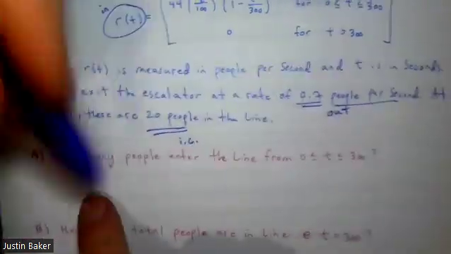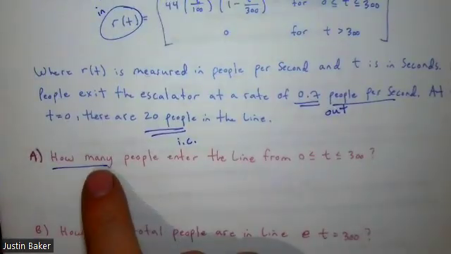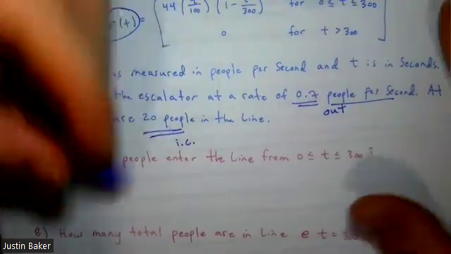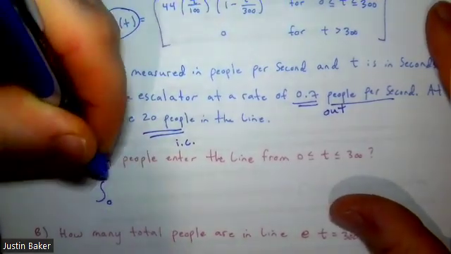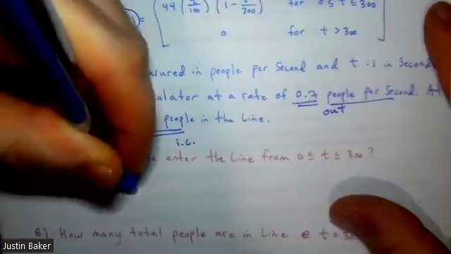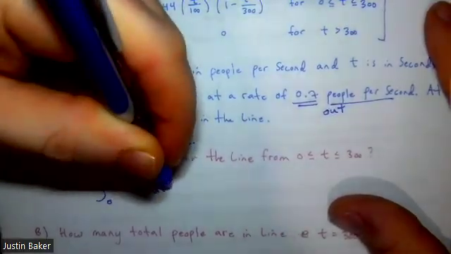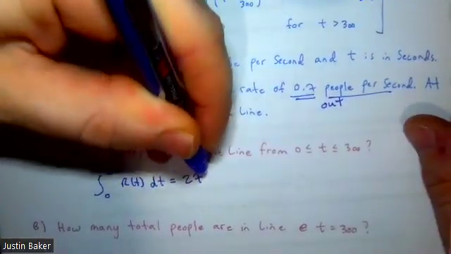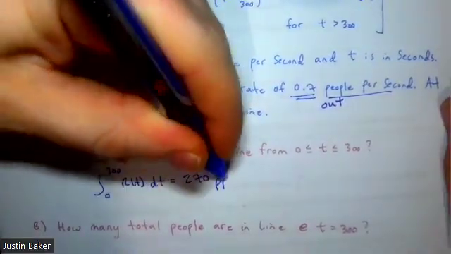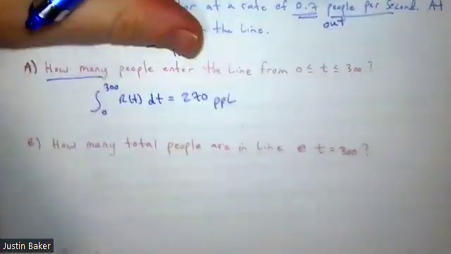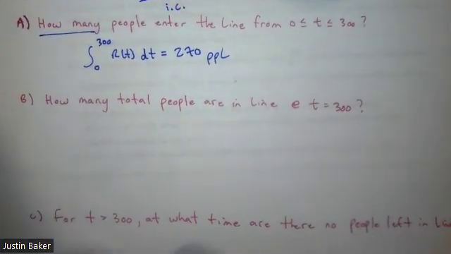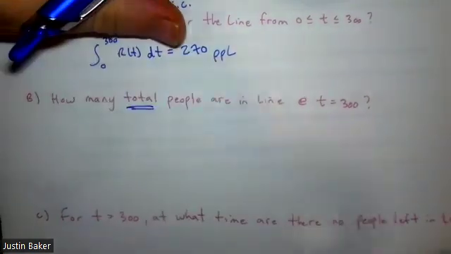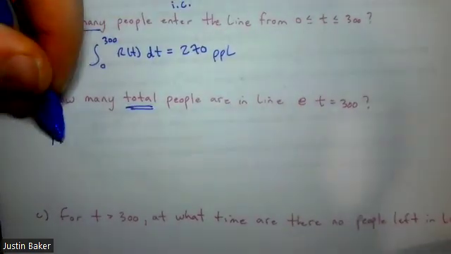Okay, so how many? That is a total amount. How many people enter the line from 0 to 300? So you should be writing the integral from 0 to 300 for R of t dt. You put that into a calculator, and I believe the answer comes out to be 270 people. For part B, how many total people are in line? Total. This sounds like a total amount, which means we need to make an amount formula.